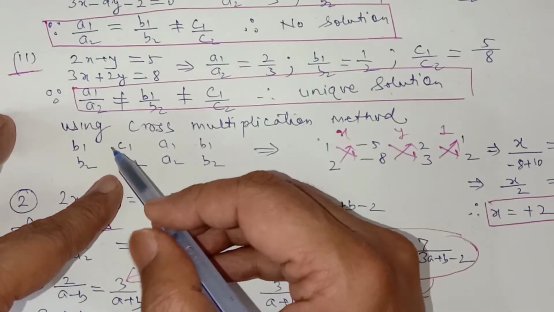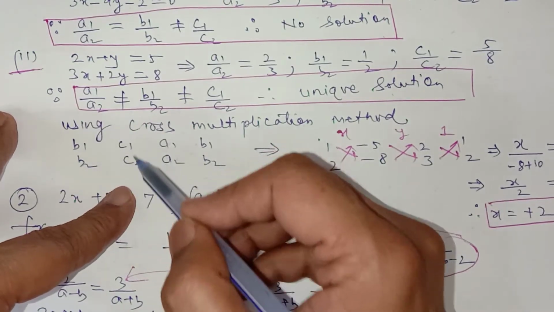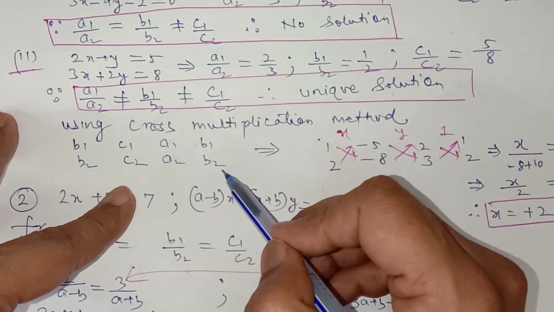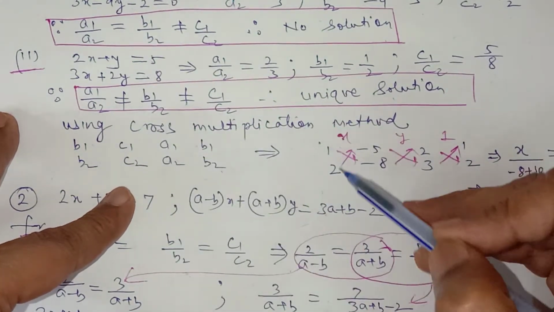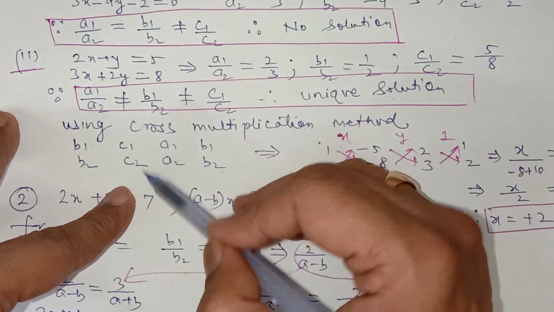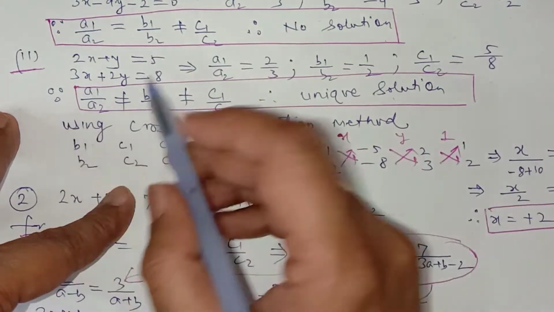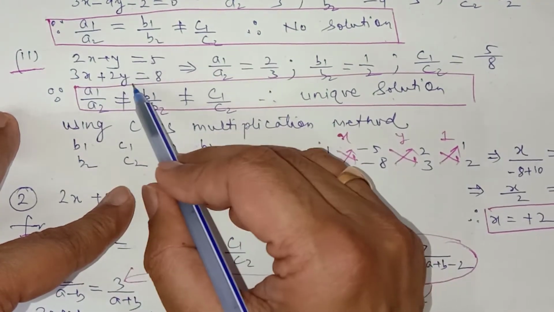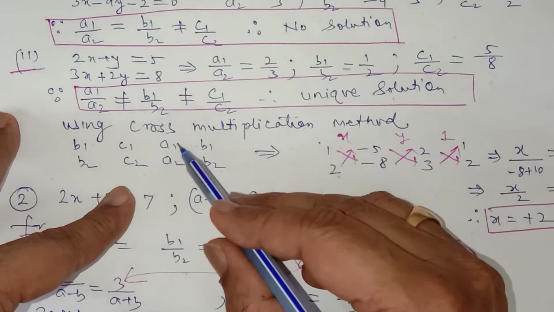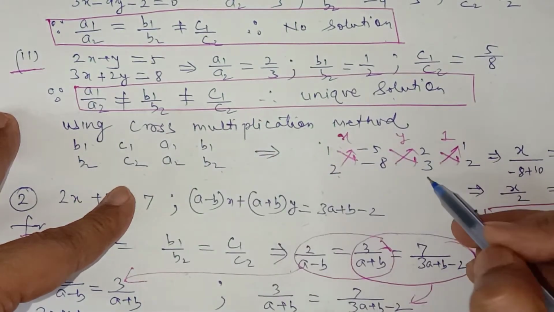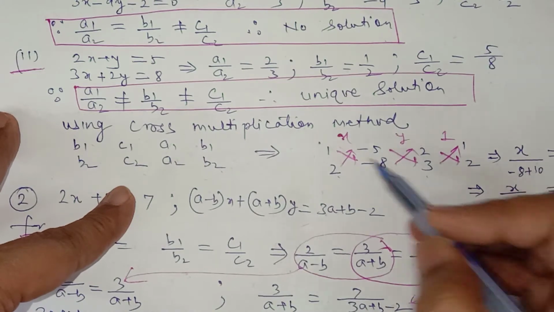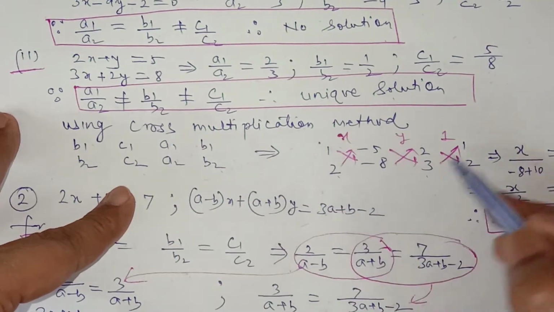So using the cross multiplication method, we have b1, b2, c1, c2, a1, a2, and b1, b2. Now what is b1, b2? It is 1 and 2. What is c1, c2? It is minus 5, minus 8. You have to take this to the left hand side. Then a1, a2 will be 1 upon 2, a1, a2 will be 2 or 3, and b1, b2 will again be 1 and 2.